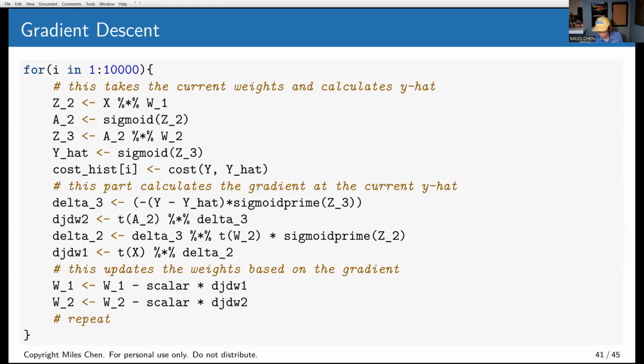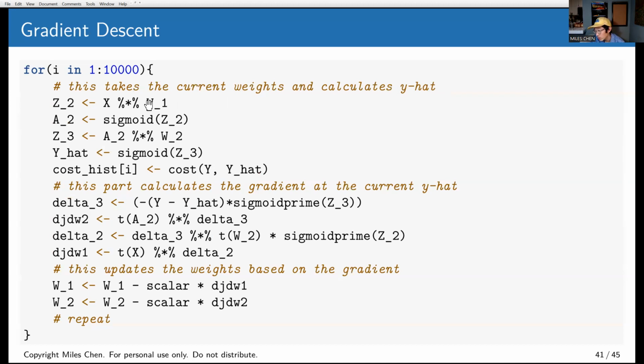Okay, so this is the gradient descent algorithm. So what is happening? First, we take our current values of W1 and W2, and we do forward feed to get my y hat values. And once I have my y hat values, I'm going to calculate the difference between y and y hat, and that's going to be the cost function.